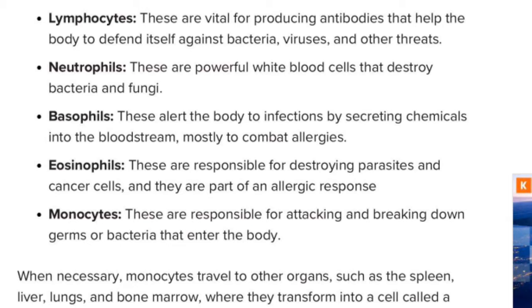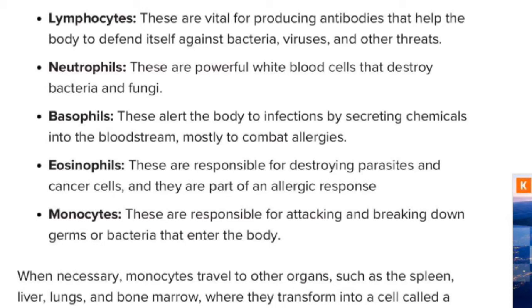3. Basophils. These alert the body to infections by secreting chemicals into the bloodstream, mostly to combat allergies. 4. Eosinophils. These are responsible for destroying parasites and cancer cells, and they are part of an allergic response. 5. Monocytes. These are responsible for attacking and breaking down germs or bacteria that enter the body.